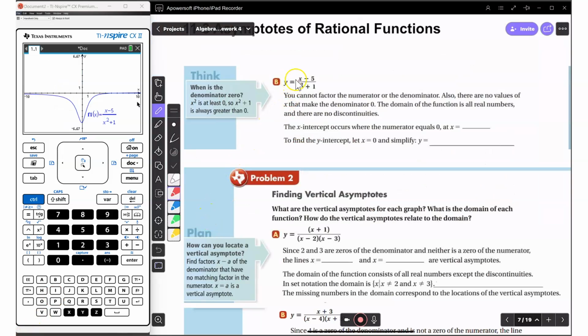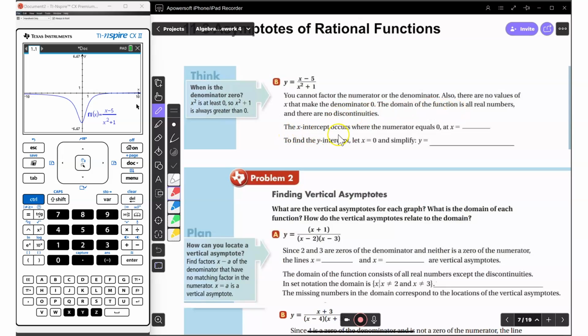So we have x minus 5 divided by x squared plus 1. And you notice that if I were to trace this graph, which I am, you see the hand never jumps up or never stops. So this is actually a continuous graph. And it says here you cannot factor the numerator or the denominator. Also, there are no values to make the denominator 0. The domain for the function is all real numbers.